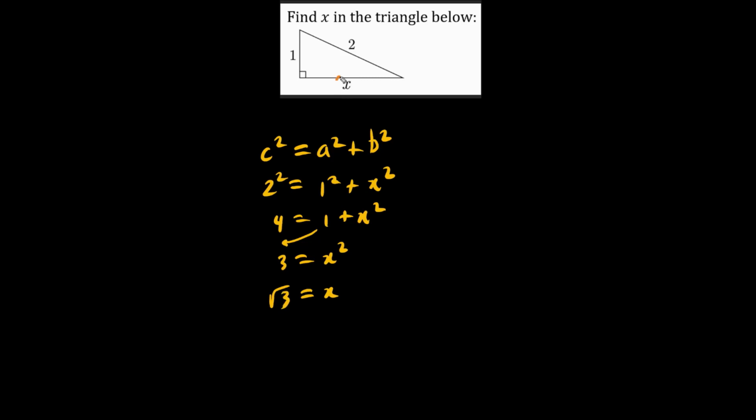By the way, if you want to solve x, you can also do it this way. You can say that x squared equals the longest side, which is the hypotenuse, 2 squared minus the other side squared. So x equals the square root of 2 squared, which is 4, minus 1 squared, which is 1. So x equals root 3.